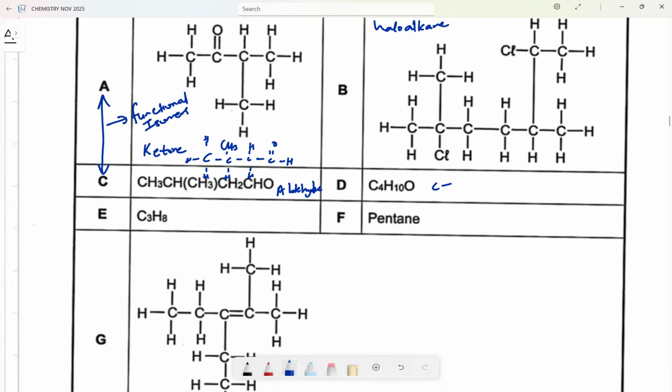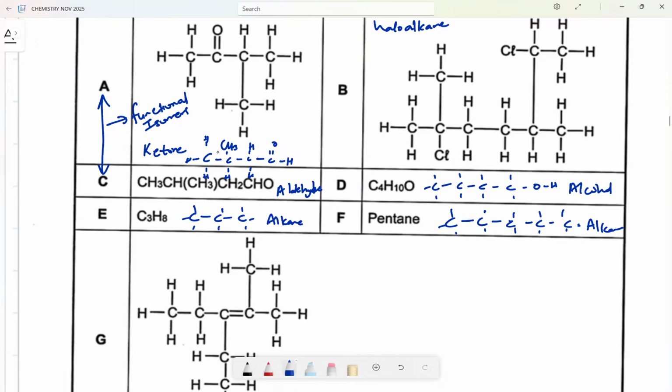alcohol. I can show you this is an alcohol. 1, 2, 3, 4, 5, 6, 7, 8, 9, oxygen 10. So yes, this is my alcohol. Pentane, pent means 5. 1, 2, 3, 4, 5 carbons. This is an alkane. C3H8 is also an alkane, but in this case it is propane. Also an alkane called propane.